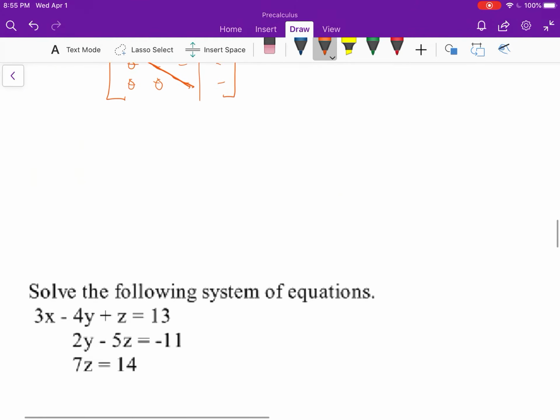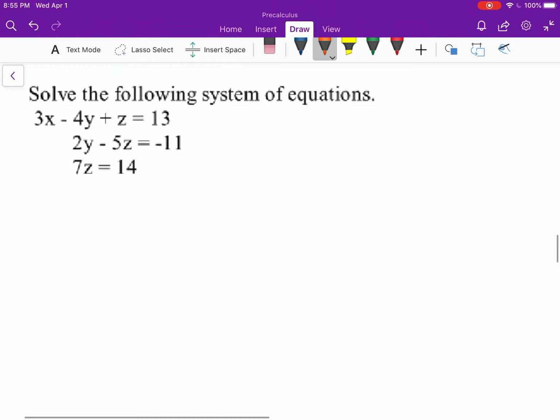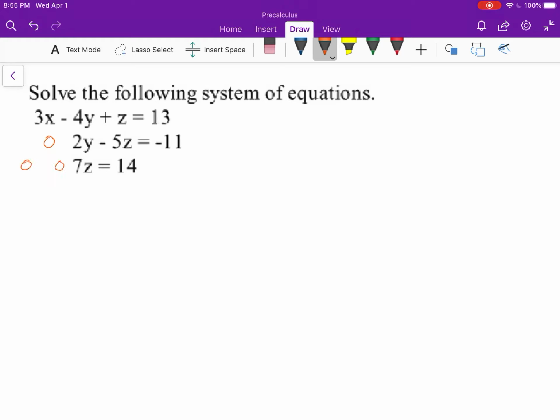To demonstrate that, there's this next thing. It says, solve the following system of equations. Well, this is kind of set up like an echelon form matrix. It's not in a matrix form, but notice here in our second row, there's 0 x's. And in our third equation, there's 0 x's and 0 y's. So it's kind of like that triangle of zeros that was mentioned before.